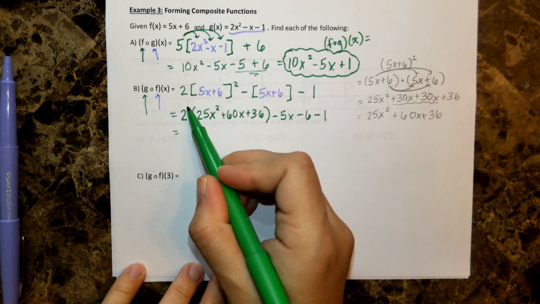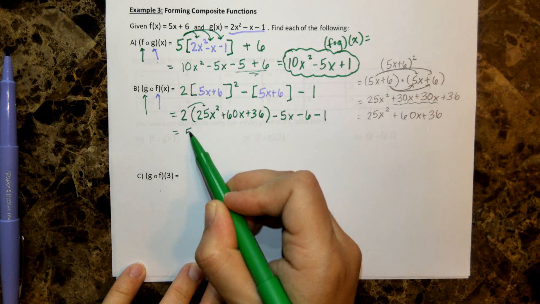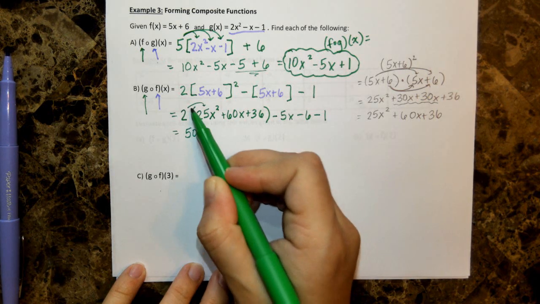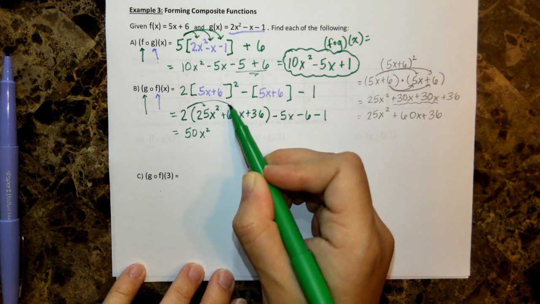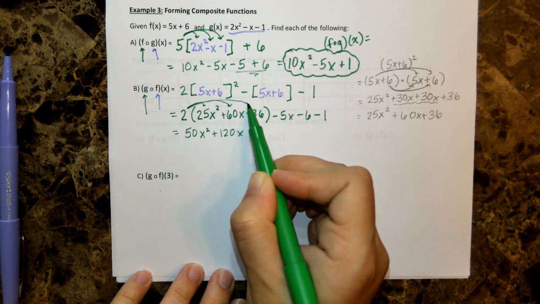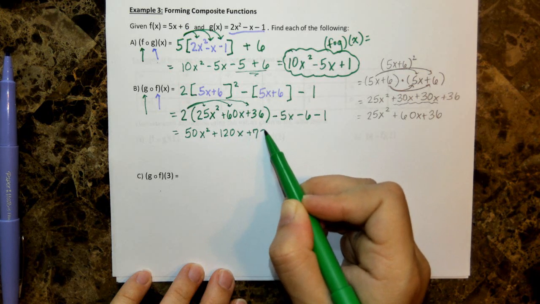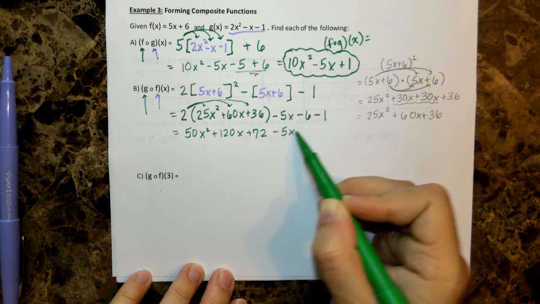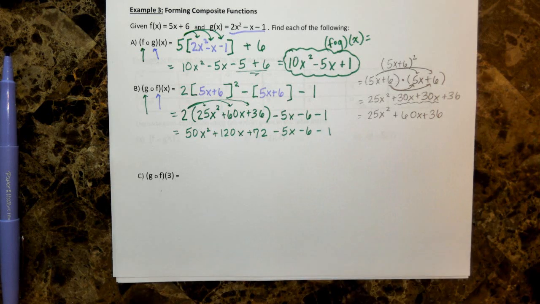Okay. And then I would just distribute this 2. Let's see, I have 2 times 25x squared is 50x squared. 2 times 60x is 120x. And 2 times 36 is 72. Minus 5x minus 6 minus 1.